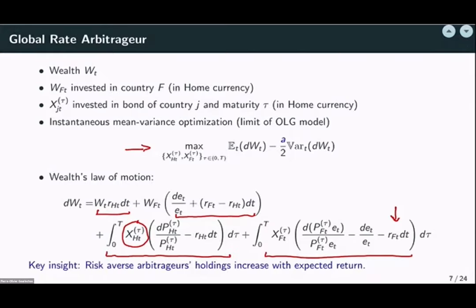I should have mentioned this before, but we're going to assume that the global rate arbitrageur is home-based. So all of these quantities on the slide are measured in the home currency. That's one of the slight assumptions we have to make to keep the model tractable: we can't have global rate arbitrageurs located in home and foreign that value things differently. That would make things too complicated. So we're simplifying, assuming this is a US global rate investor measuring things in dollars, if you think that home is the US.